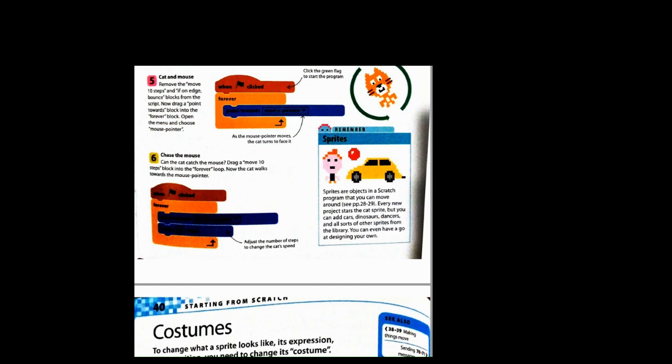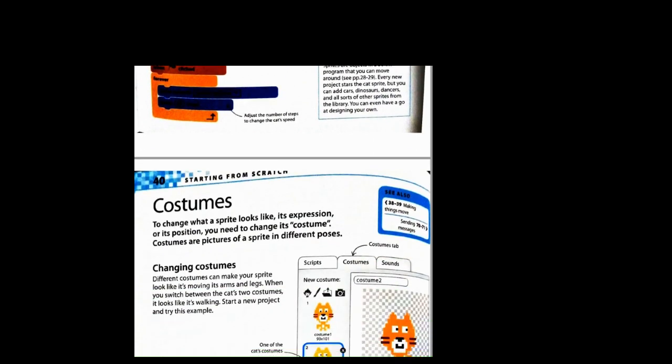Remember, sprites are objects in a Scratch program that you can move around. Every new project starts with the cat sprite, but you can add cars, dinosaurs, dancers, and all sorts of other sprites from the library. You can even have a go at designing your own.